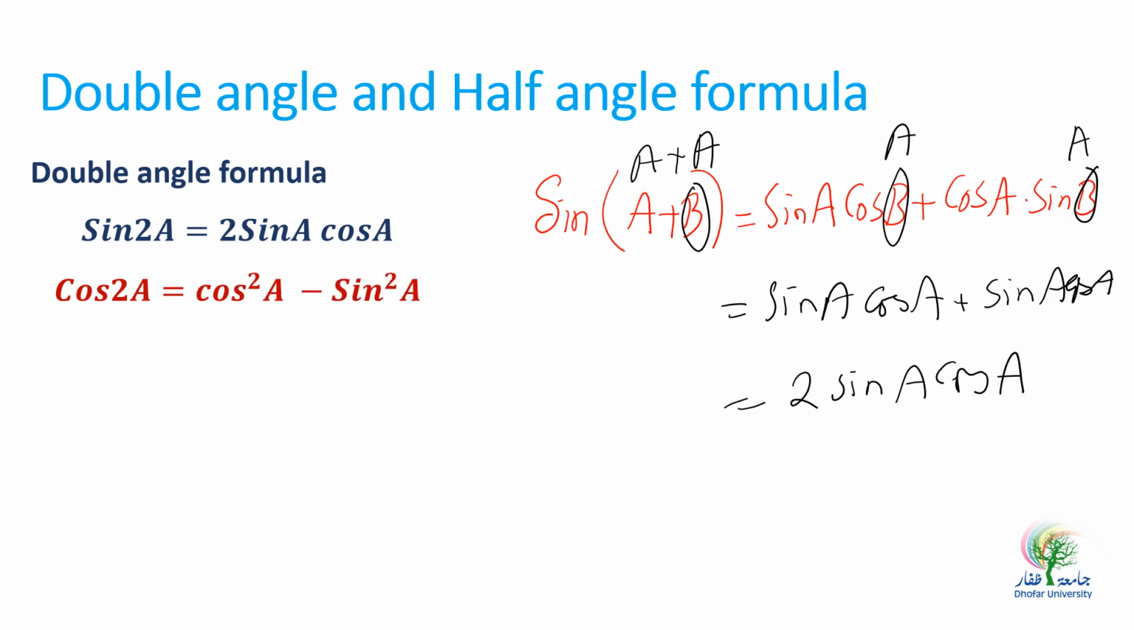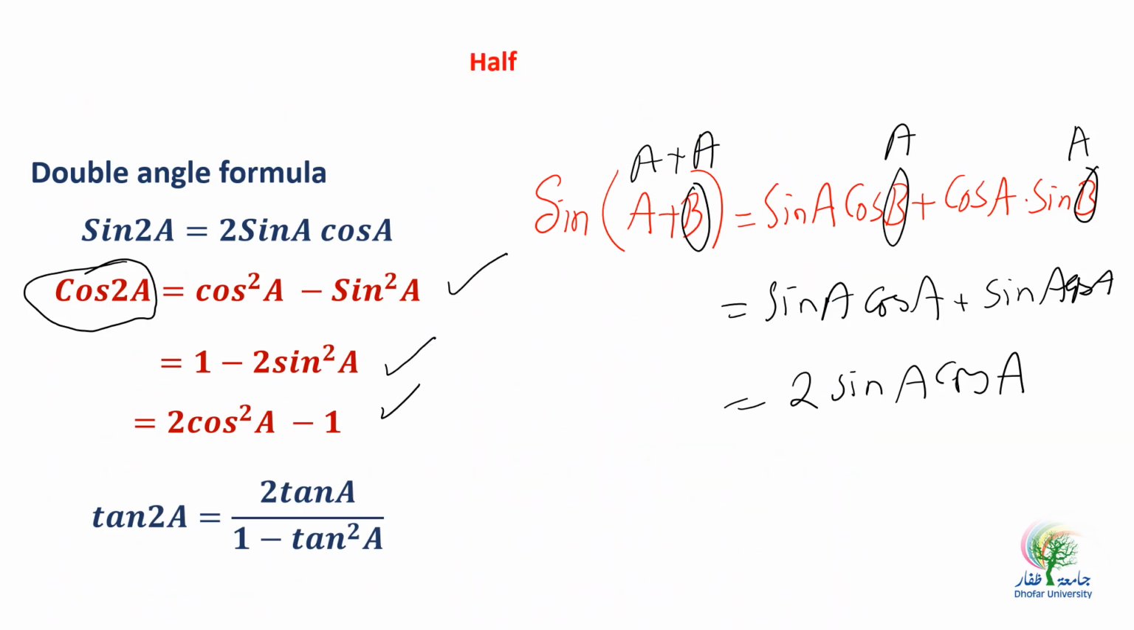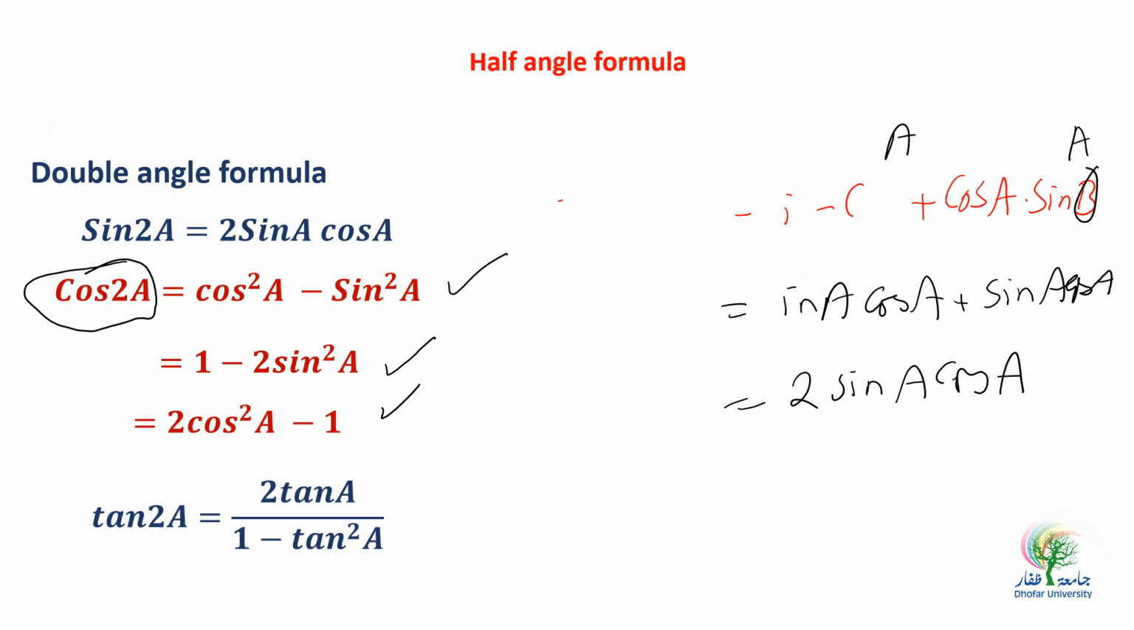Cosine 2a we can say cosine square a minus sine square a. We can say 1 minus 2 sine square a. Also we can say 2 cosine square a minus 1. So these 3 formulas we are using for cosine 2a. Similarly, tangent 2a is 2 tangent a divided by 1 minus tangent square a. Now let us study the half angle formula.